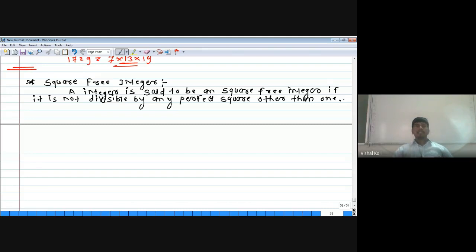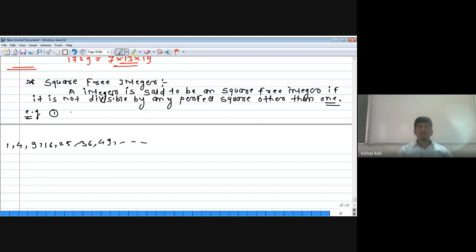So any integer n is said to be a square free integer if it is not divisible by any square other than 1. Now whether 6 is a square free integer, we have to check. 6 is said to be a square free integer if it is not divisible by any perfect square, that is, except 1. Square numbers are nothing but 1, 4, 9, 16, 25, 36, 49 and so on.